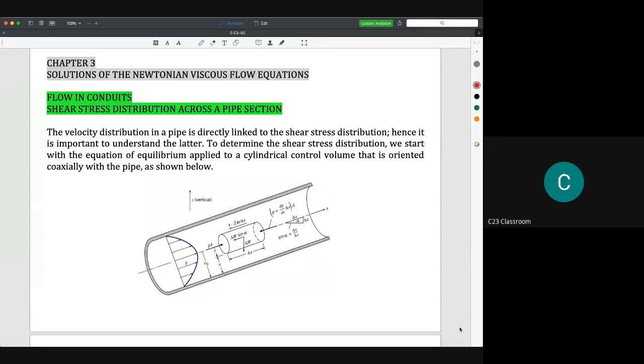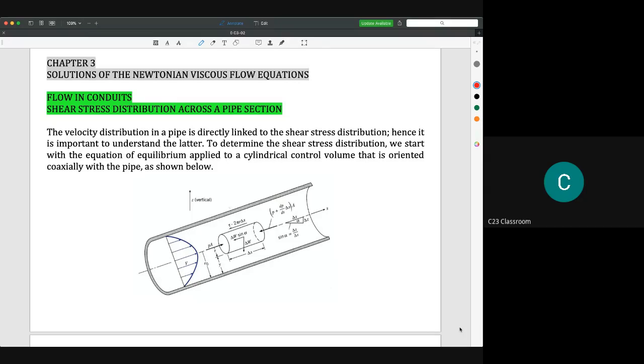So we continue our discussion. In the previous lecture, we already talked about the Couette flow. So we have three conditions. And now we are going to discuss the Poiseuille flow. The major difference between Couette and Poiseuille flow is that Poiseuille flow reflects the flow inside a pipe.